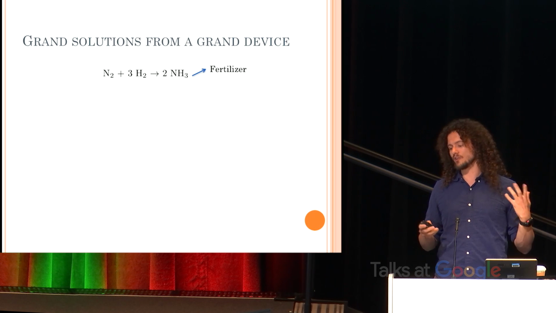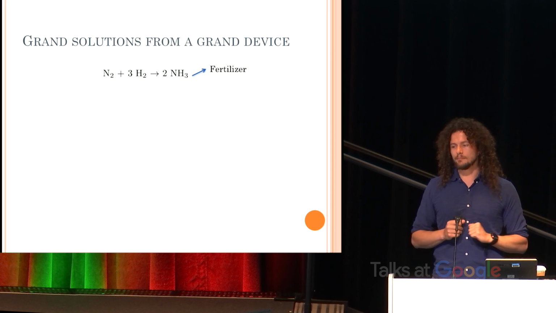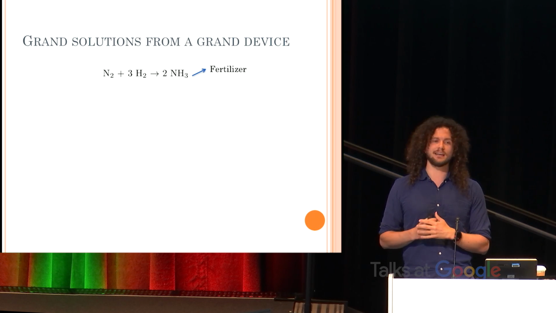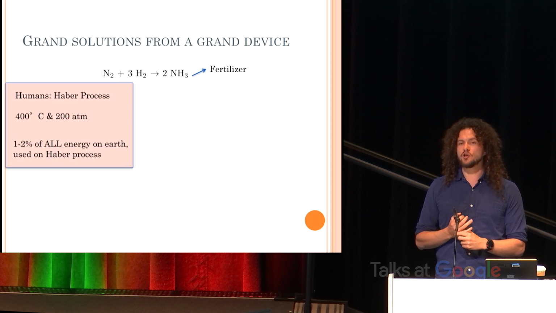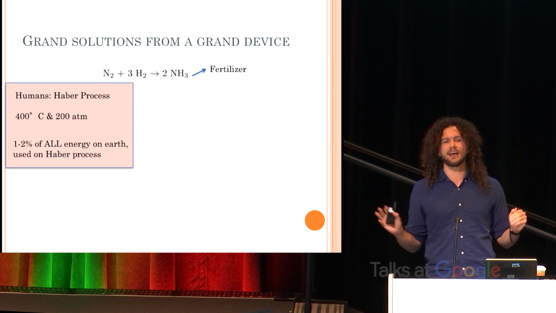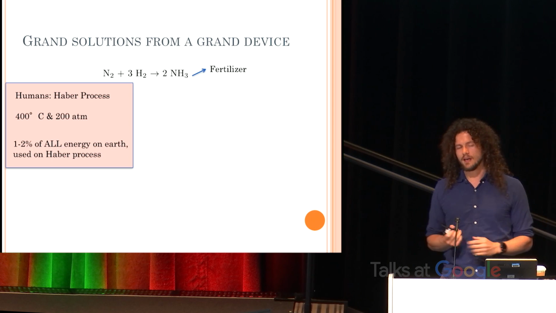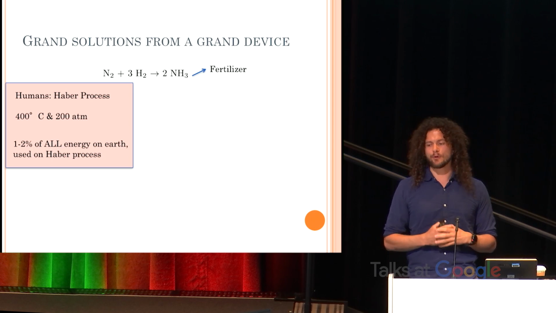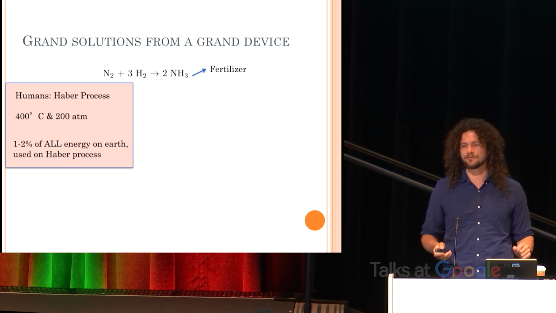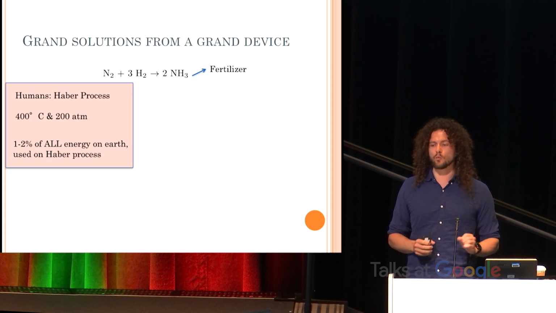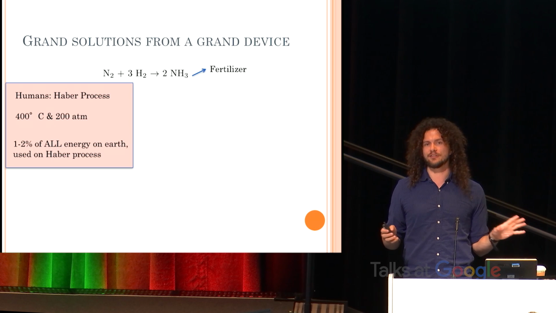This is a process that goes on all over the world all the time. It's how do you take N2 and make it into ammonia. It's this nitrogen fixation problem. And humans currently do this at massive scales. We do it for crops all around the world. And we use a process called the Haber process, which happens at 400 degrees Celsius and 200 times atmospheric pressure, and currently uses 1% to 2% of all energy on Earth today.